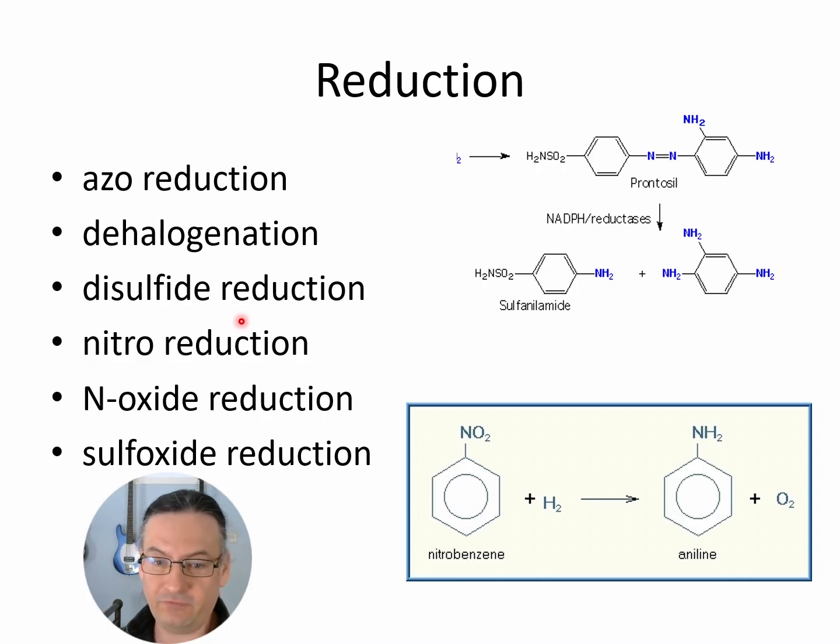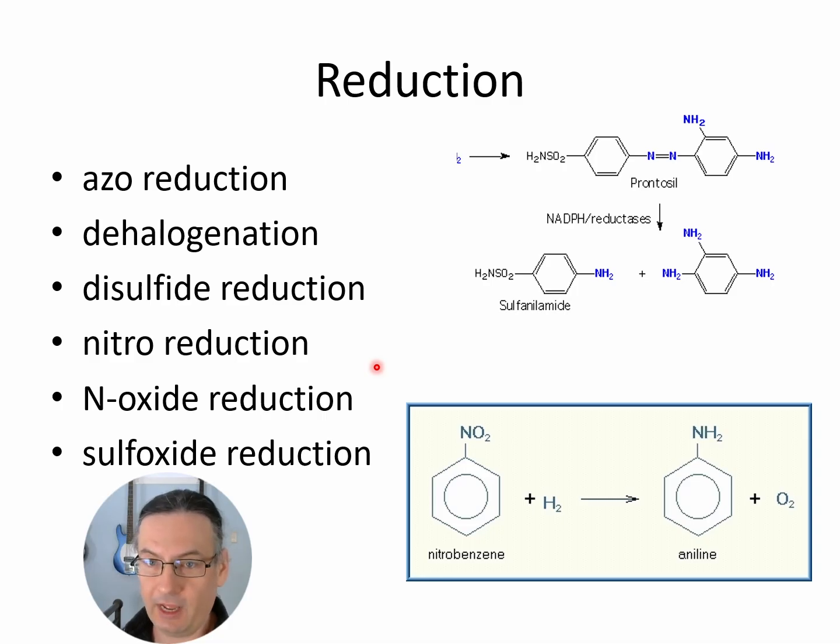We can affect nitro groups or N-oxide groups. We can break down sulfoxides. The whole idea is we're going to end up adding electrons to break bonds or modify the molecule slightly. Now, azo reductions, I do want you to know about because they're extremely common, and we can take advantage of these for drug development and delaying release until we get into the correct target cells.